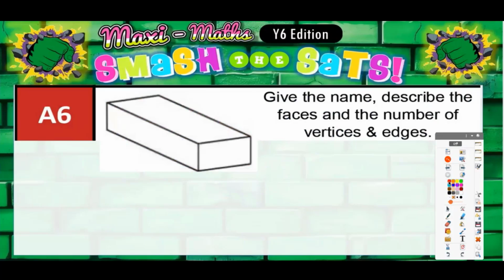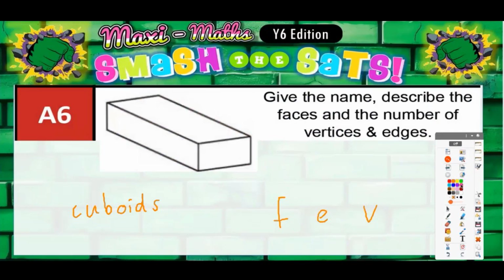Question 6. Give the name, describe the faces and the number of vertices and edges. Now, you should recognize this as a 3D rectangle. 3D rectangles, we don't call them that. We call them cuboids. So this is obviously a cuboid, and we need to find the faces, the edges, and the vertices.